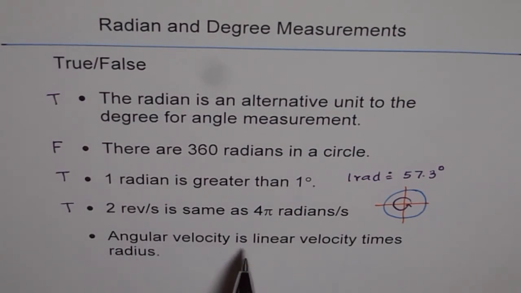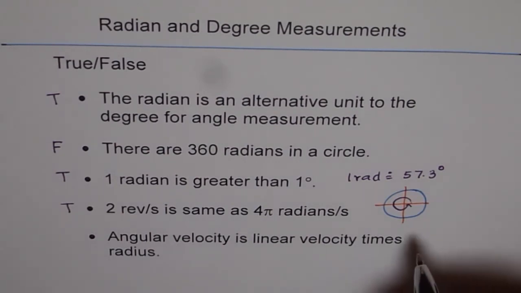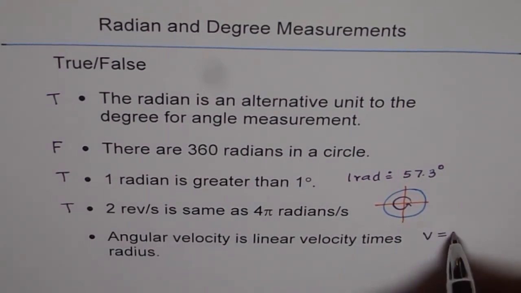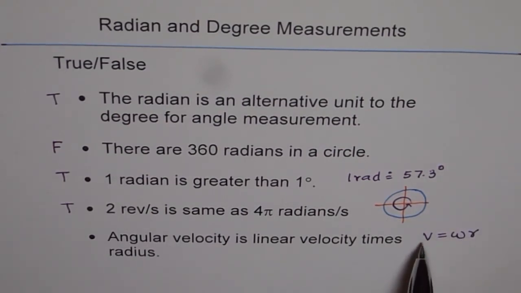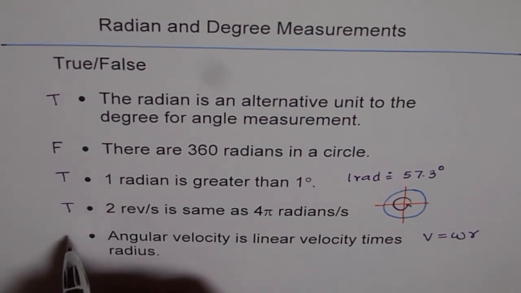Angular velocity is linear velocity times radius. Is it true or false? We say V equals omega r. So that is, velocity is actually product of angular velocity and radius, not the other way, right? So this is false.